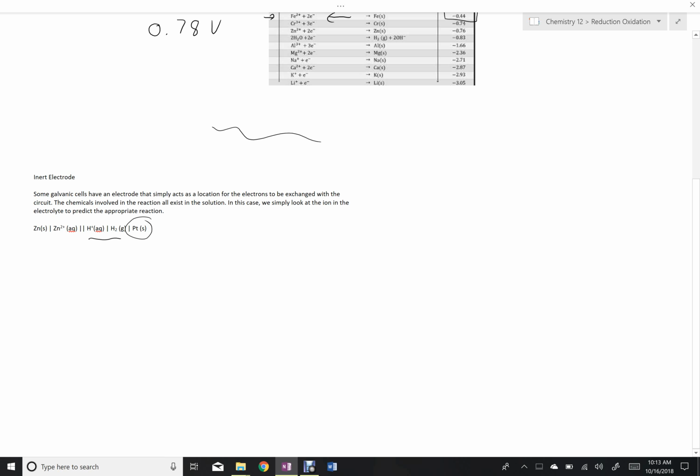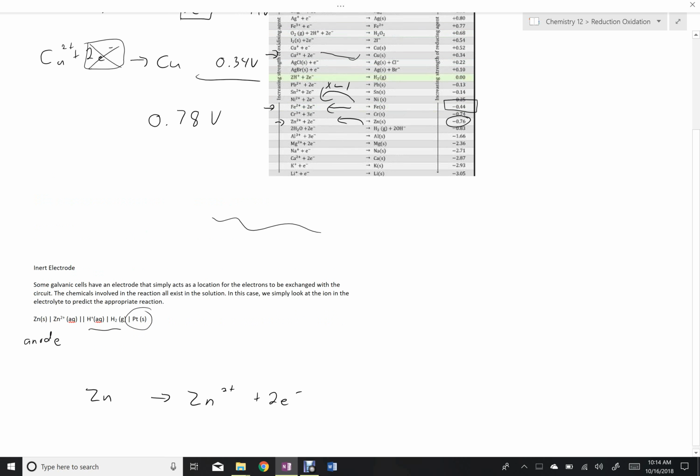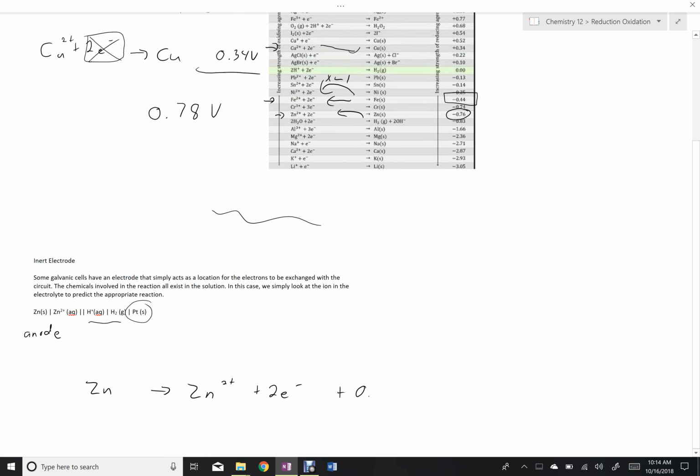So at our anode, we have zinc being oxidized into zinc 2 plus, producing 2 electrons. And we look here, and zinc is right here. So it's this process, but it's happening backwards. So instead of having negative 0.76, we're going to have positive 0.76 volts from that.